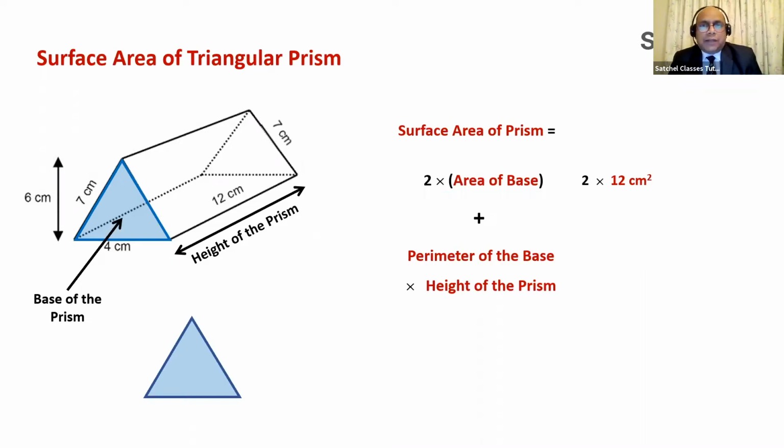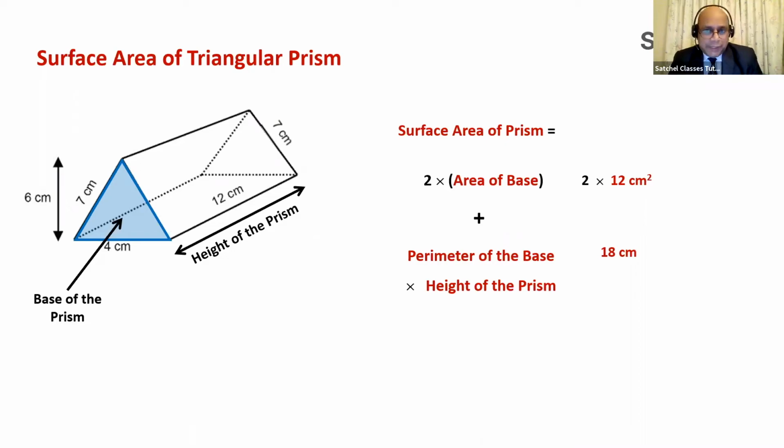For that, we need to calculate the perimeter of the base. In this case, the perimeter of the base is 7 plus 7 plus 4. Now you may wonder, how did I get the 7 on the right? Well, it's not given on the base in the front, but if you look at the base at the rear side of the prism, on the right side, the dimension is given to us, which is 7 centimeters. Perfect. So the perimeter of the base would be 7 plus 7 plus 4, which is nothing but 18 centimeters.